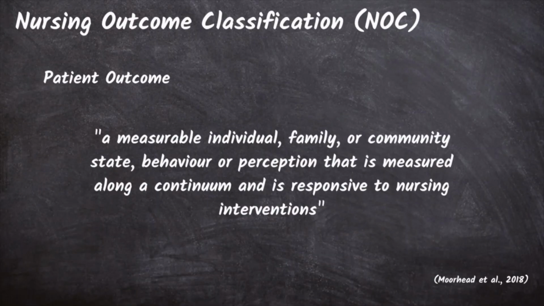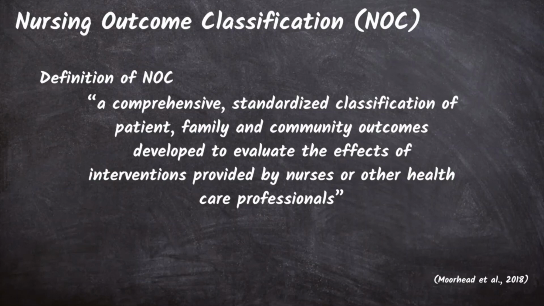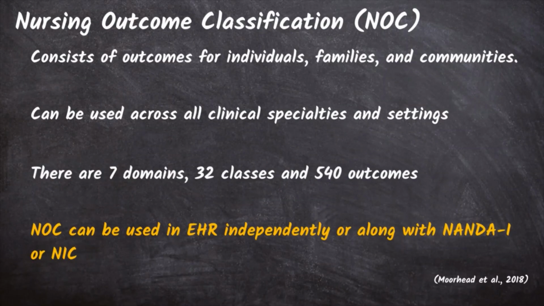Moorhead et al. describe a patient outcome as a measurable individual, family, or community state, behavior, or perception that is measured along a continuum and is responsive to nursing interventions. Simply put, the patient's outcome is how the patient has responded to your nursing care. Moorhead continued by defining NOC, or Nursing Outcome Classification, as a comprehensive, standardized classification of patient, family, and community outcomes developed to evaluate the effects of interventions provided by nurses or other healthcare professionals. Simply put, the outcome classification is a standardized way of measuring and documenting how the patient has responded to your care. NOC consists of outcomes for individuals, families, and communities.